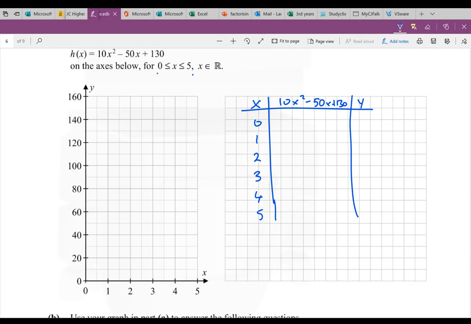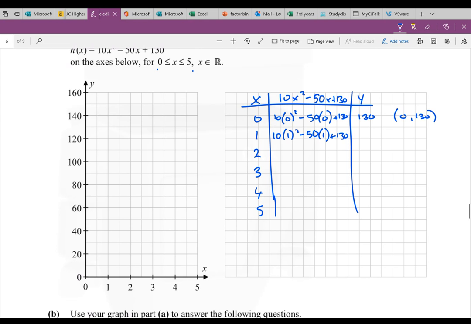Okay, so I'll have 10 times 0 squared minus 50 times 0 plus 130. 10 times 0 is 0, 50 times 0 is 0. That leaves me with 130. So I have the couple 0, 130. The next one, I sub in 1: 10 times 1 squared minus 50 times 1 plus 130. And you can sub this in exactly as is onto your calculator. So I'll have 10 bracket 1 bracket squared minus 50 bracket 1 plus 130. And for this one you'll get 90.